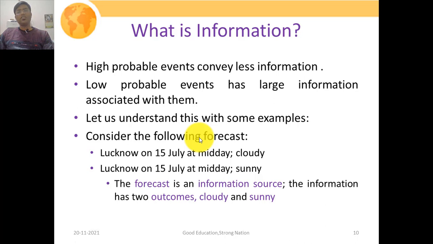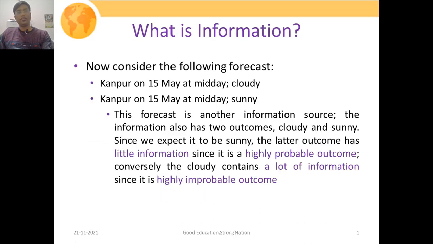So now let us understand with some other examples. Consider the following forecast. Suppose Lucknow on 15th July at midday is cloudy, and second, Lucknow on 15th July at midday is sunny. So here the forecast is an information source, I mean the device which performs this forecast. The information has two outcomes, either cloudy or sunny. This statement is basically stating what the weather will be in Lucknow on 15th of July: either cloudy or sunny.